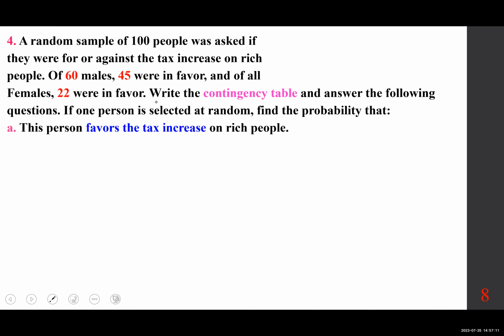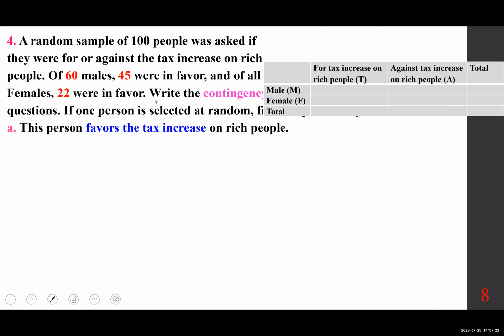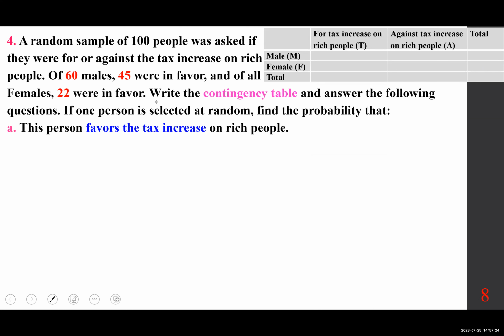Excellent. Now, anytime you're given a question like this, you've got to be able to come up with a table. So you want to be very careful what you need. So you come up with the following table. Males, females, total. For tax increase, against it, and again, total. And I'm giving them letters because it's easier for representing the probability: M for males, F for females, T for tax increase, A is against it. Just make up any initials that you want.